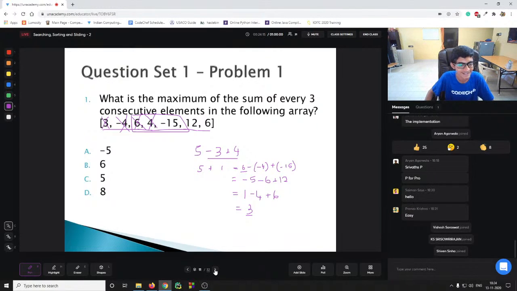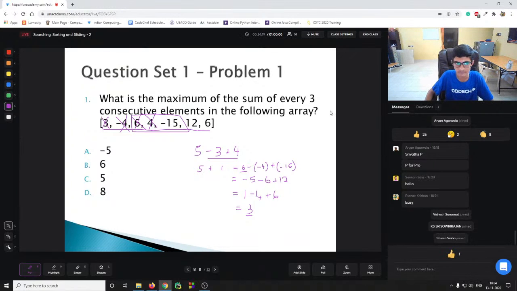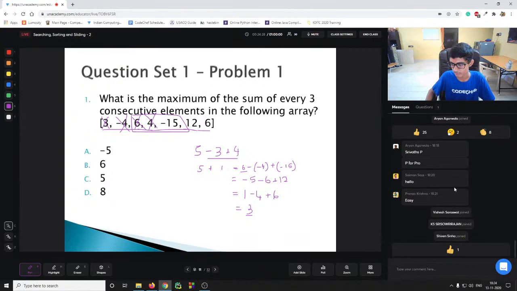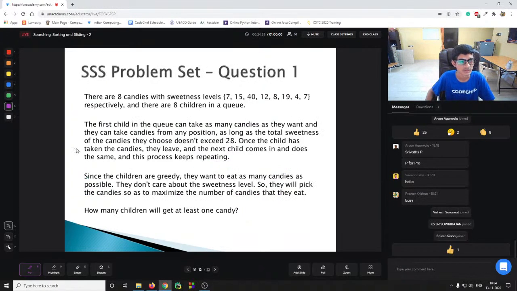And then we are going to be discussing the first problem of the problem set, which was conducted on day 11, just before the previous session. We held a quiz, and if you didn't participate in the quiz, do take a look because we are going to be discussing those problems right now. So sliding window, searching, sorting and sliding window problem set 1.